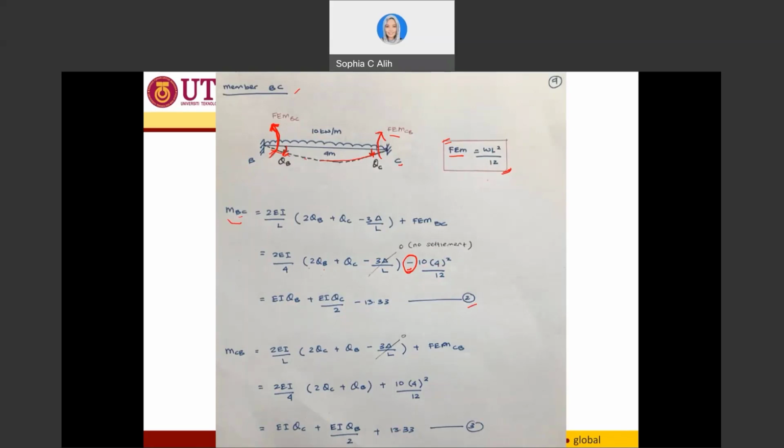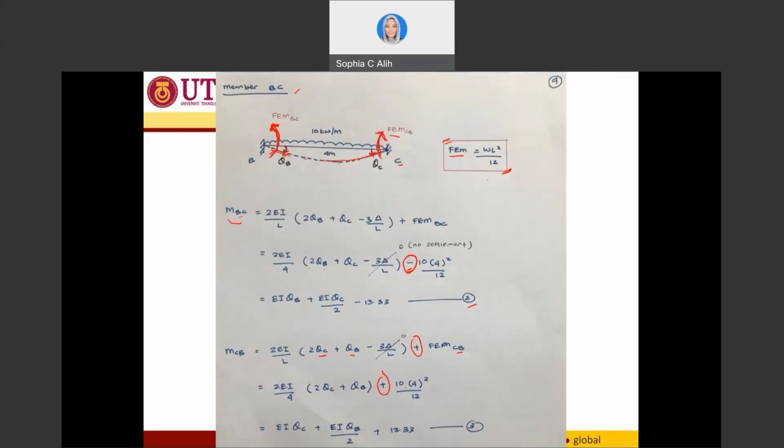Now I go to the other part of my beam. So this is the end moment from CB direction. Okay, end moment of CB. So similarly, I have this equation 2EI over L. Since it is CB, I have 2 theta C plus theta B. Since there is no settlement, I can cancel out this one to be 0, plus FEMCB. So FEMCB, since the angle of rotation of C is counterclockwise, I will have FEM to be clockwise direction. This is why it is positive. Okay, so this is positive.